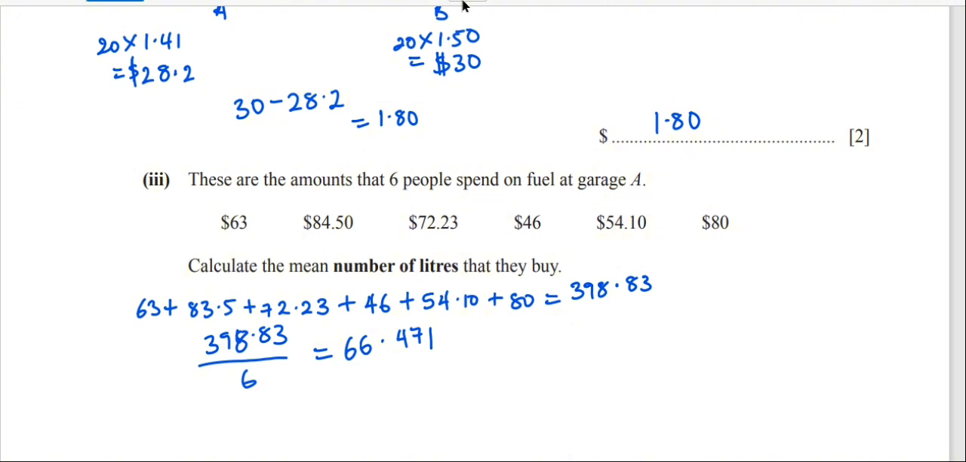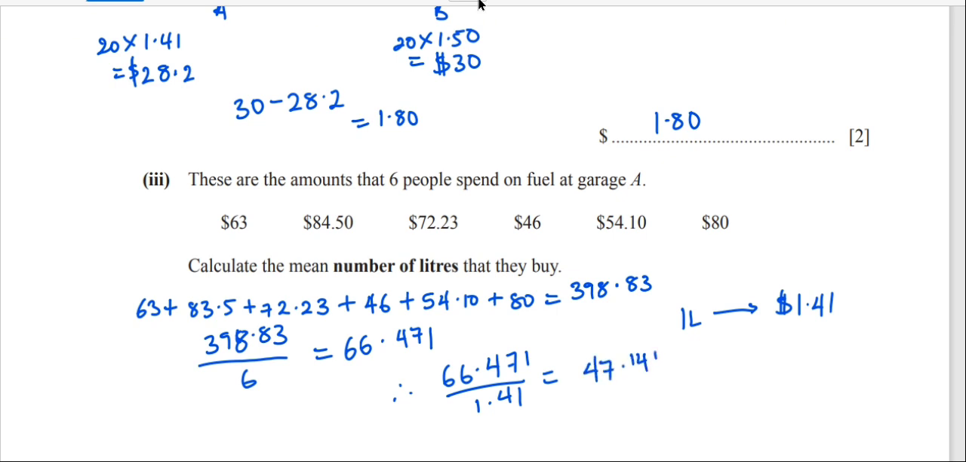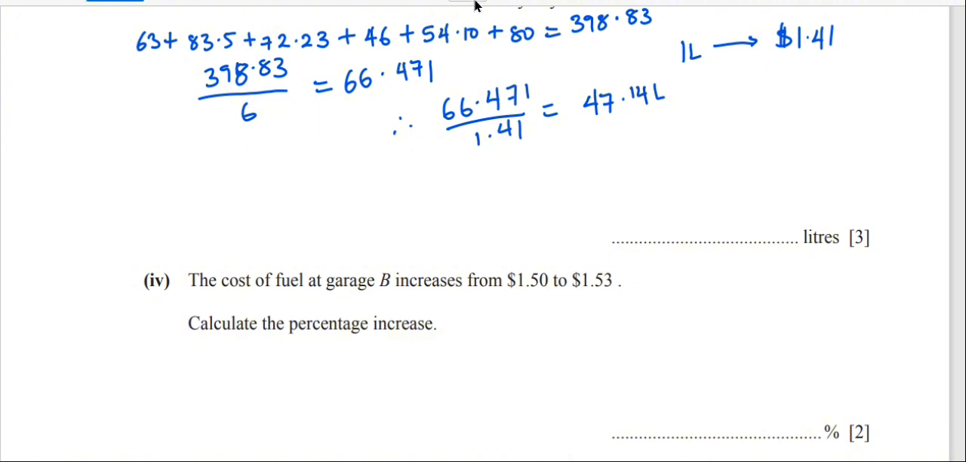So this average cost, we need to find out how many liters it can buy. Remember, 1 liter in garage A gives you about $1.41. So all we need to do is to say 66.471 all over 1.41. So that will give us 47.14 liters. So we have our average amount of liters they can buy, which is 47.14 liters. Okay, so they say that the cost of fuel at garage B increases from 1.50 to 1.53.